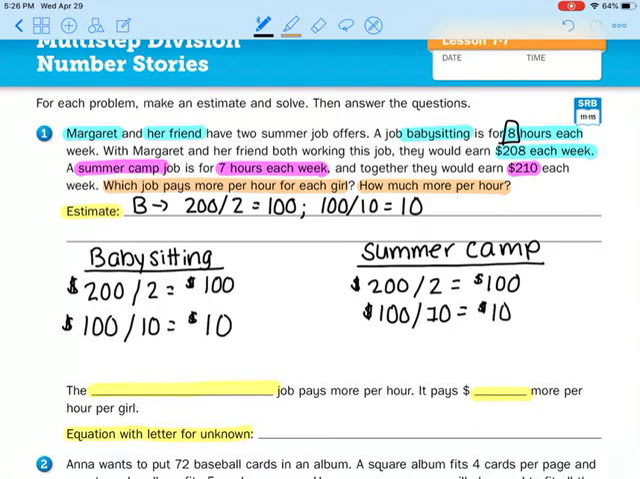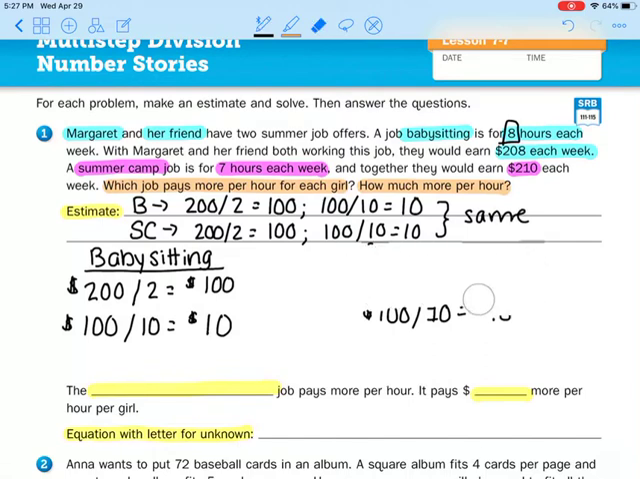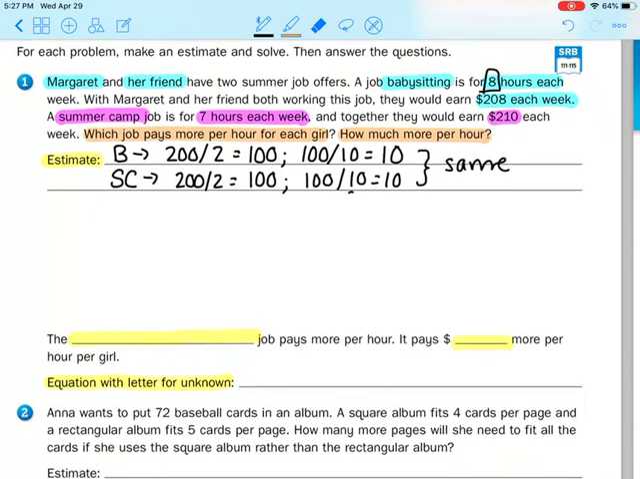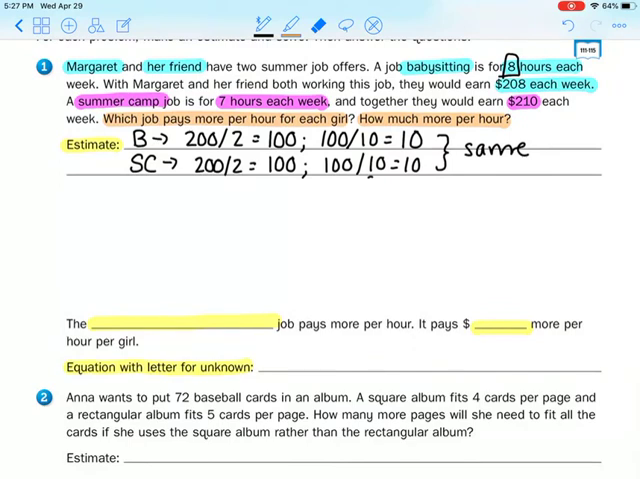And I get $10. So I'm going to put SC for summer camp, and I'm going to do 200 divided by 2 equals 100, figuring out how much money they would make a week, and then how much money they would make an hour. So actually, our estimate comes out to the same. Now, we know an estimate isn't a real answer, so we know that one job does pay more. So we would have to write an equation for the unknown. This is just an estimate, letting us know that our answer is going to be pretty close.